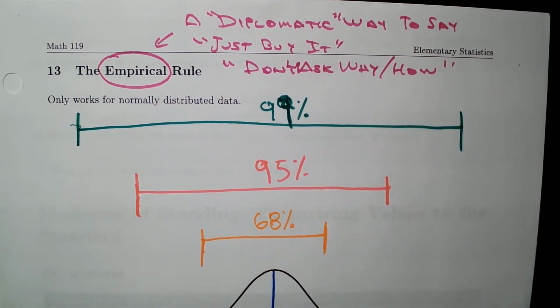Alright, so in this video we're going to cover the empirical rule, z-scores, and percentiles. So let's begin with the empirical rule. So first of all, what do we mean by empirical rule?